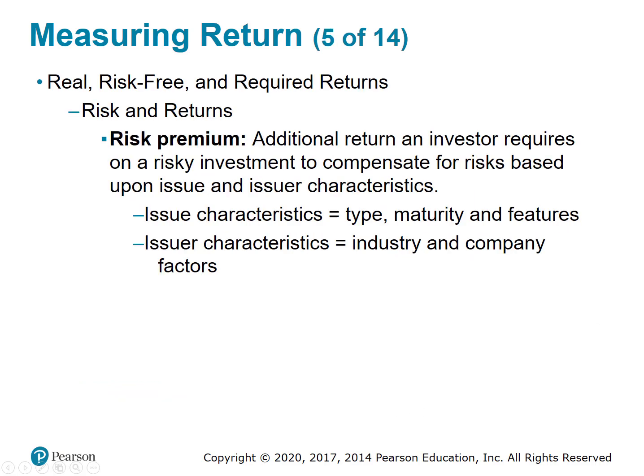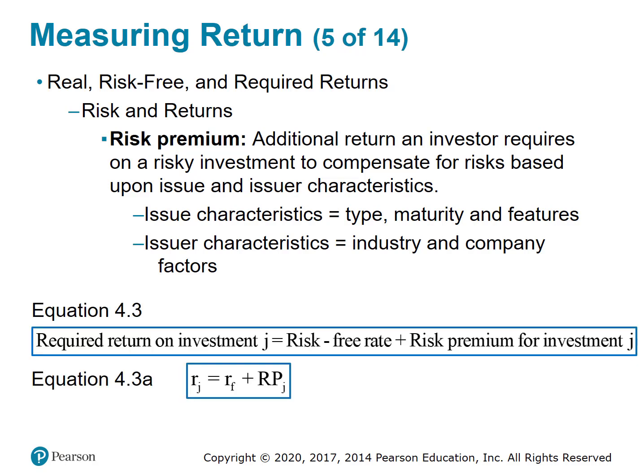Investors can always invest in a risk-free treasury security and earn the nominal risk-free rate. To entice an investor to take on a riskier investment, they must be offered a higher return, including a risk premium to compensate for added risk. The size of the risk premium will depend on a number of factors: the type of asset, the maturity, the firm and industry of the issuer. These equations, 4.3 and 4.3a, reflect that. The required return is the risk-free rate plus the risk premium for that asset.